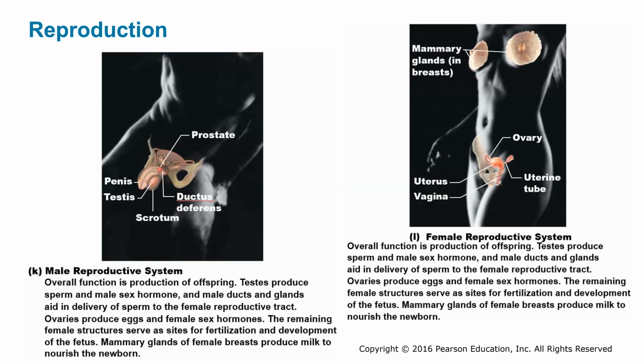So the major organs of the reproductive system, the main organs, include testes and ovaries. And they produce sperm and ova. Those are gametes that allow us to have offspring. But also testes and ovaries are part of the endocrine system because they produce endocrine hormones.